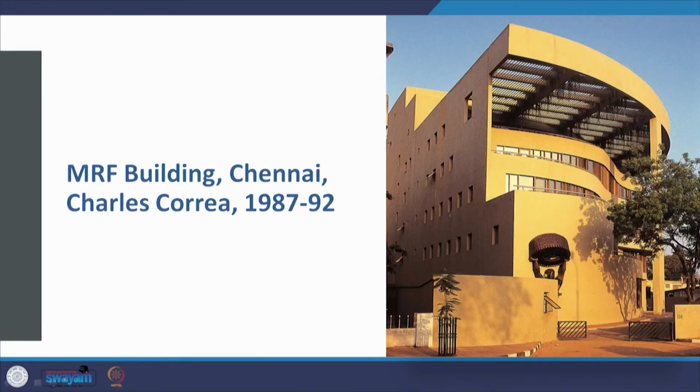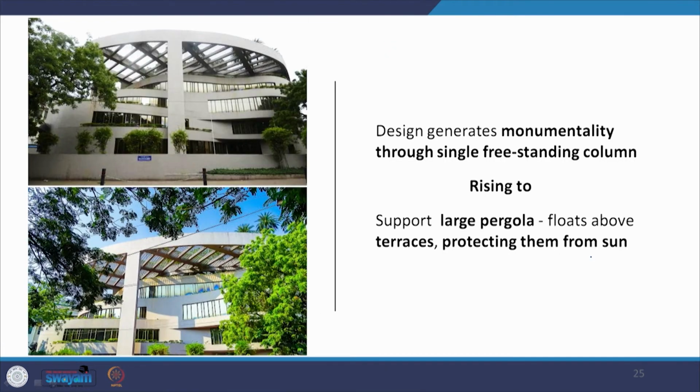Now he carried on the same idea in the MRF building in Chennai. I will go a little fast now so I can just quickly wrap it up. Already I am taking quite a lot of time today. 1987 to 92, the design generates monumentality through a single freestanding column, and there is a pergola on top.